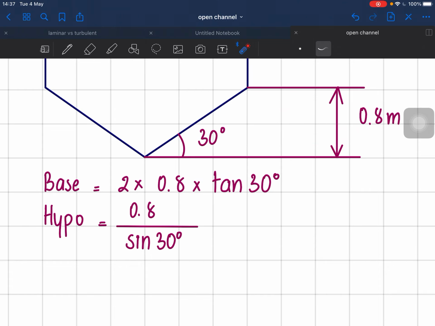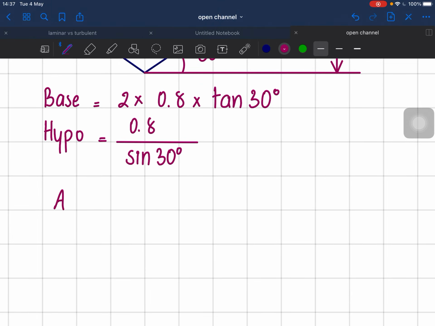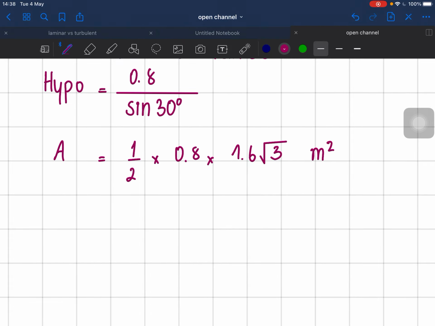Okay, so now we can compute the A and P. In this case, we need to find A, right? So A equals 1 over 2 times 0.8 times 1.6 square root of 3, yes, because tangent of 30 is square root of 3, right? And meter squared. And then for P, it's 2 times 1.6, because this one equals 1.6 meter.